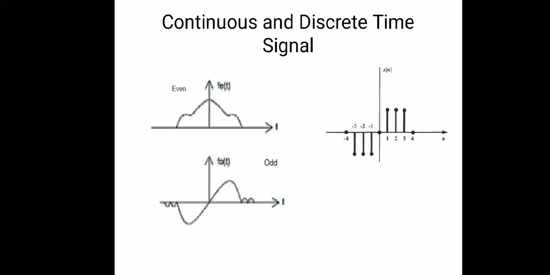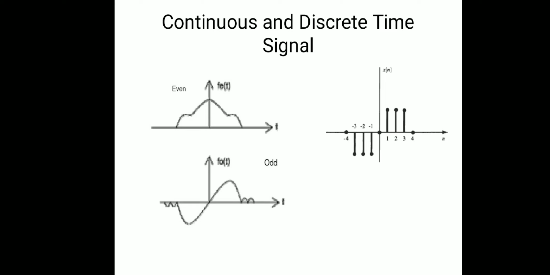So once again I will repeat: for a continuous time signal, you can define the signal at all instants of time. But in the case of a discrete time signal, it is not possible. You can define it only at particular instants of time. That is what a discrete time signal is.